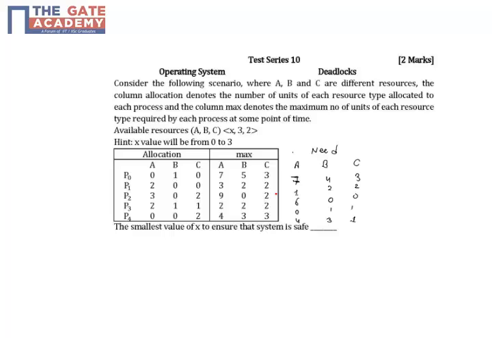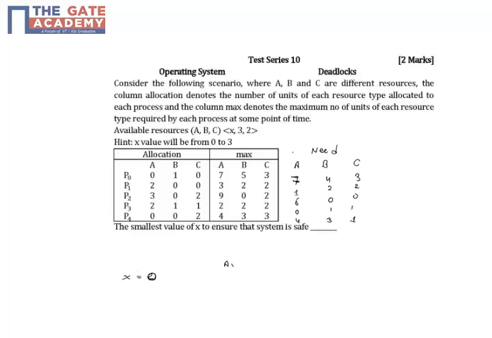Now they have not given me proper data. Available resources for A, B, C is x comma 3 comma 2. So they are asking what is the smallest value of x to ensure that the system is in a safe state. Let us consider that x is equal to 0. Initially I am just considering that x is equal to 0, not 2.